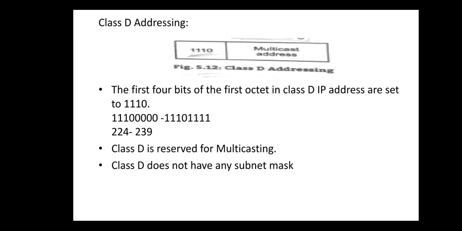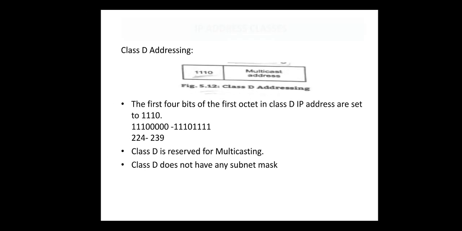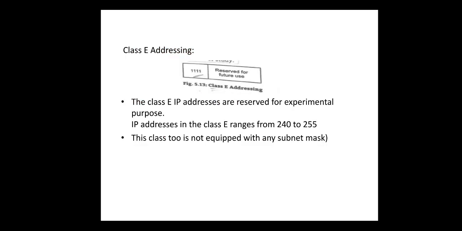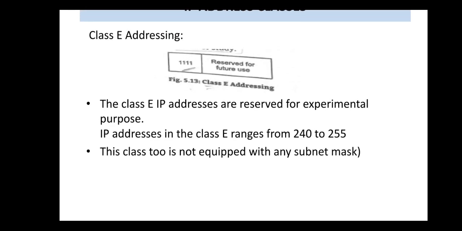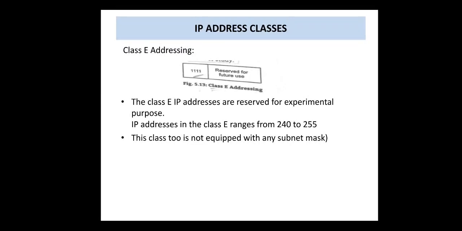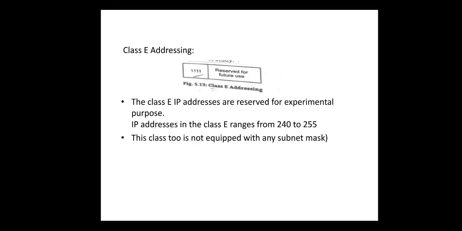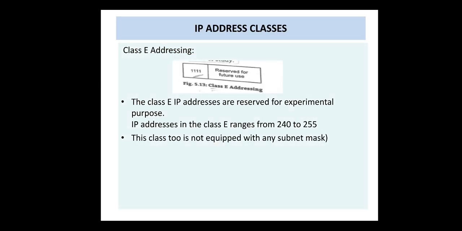This is class D addressing, having most significant bits 1110 and used for multicasting purposes. It does not have any default or subnet mask. Next is class E address, where the most significant bits are 1111 and it's reserved for future use. This class is also not equipped with any subnet mask and ranges from 240 to 255, because class D ranges from 224 to 239.